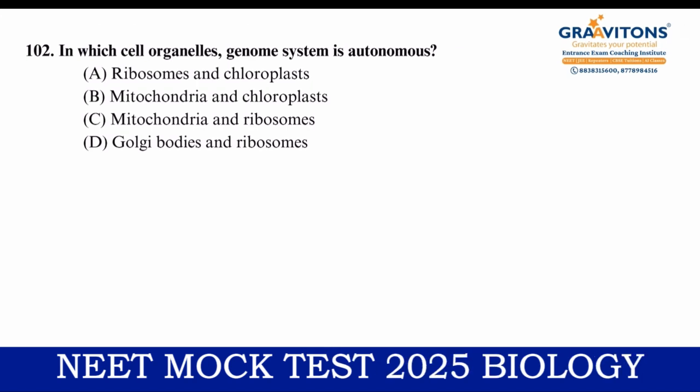In which cell organelles is the genome system autonomous? We know that in the eukaryotic cells we have two cell organelles with their own DNA as well as ribosomes. They are mitochondria and chloroplast. Option B is the right answer.